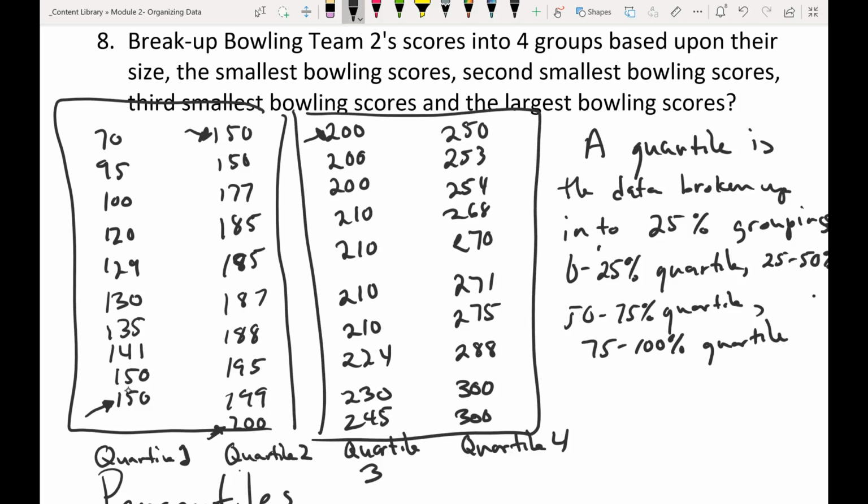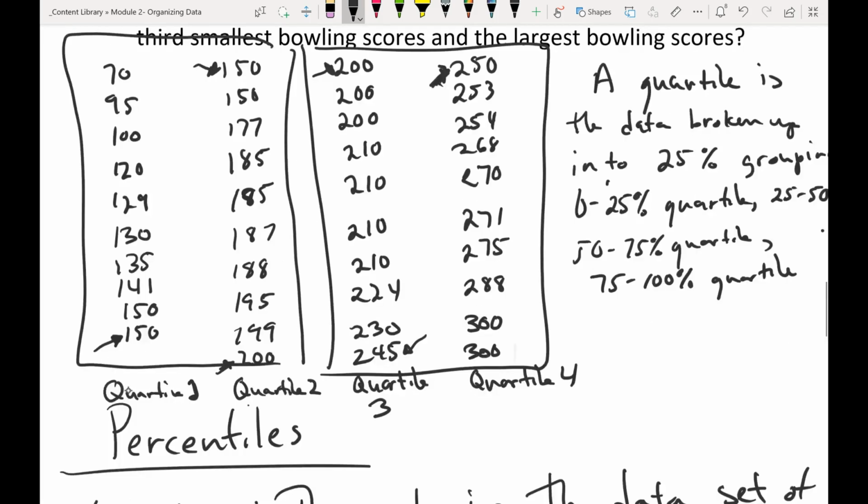Now we're going to find something called Q3, which is the 75th percentile. So that's going to be this guy, 245, plus 250. Oh, now finally they're different. Then we're going to divide those by 2, and that's going to be my 75th percentile.